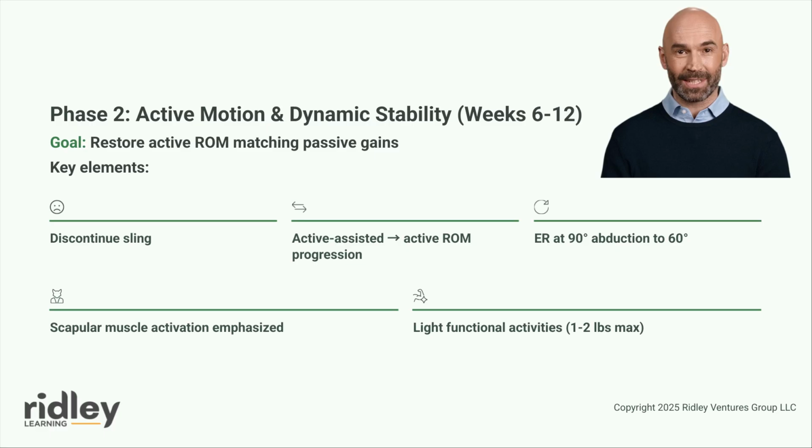The sling is discontinued at the beginning of Phase 2, typically at 4 to 6 weeks postoperatively, although some surgeons prefer a more gradual weaning process with intermittent sling use during the first week of active mobilization.